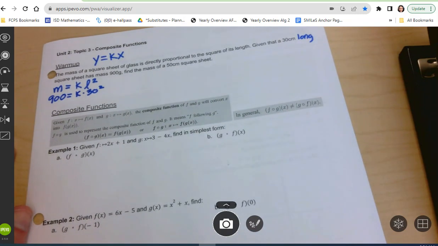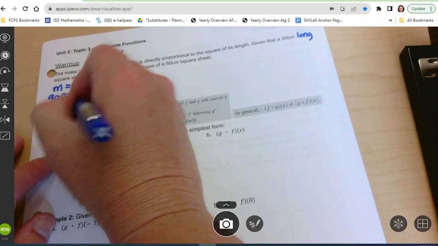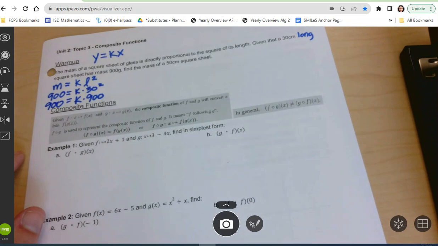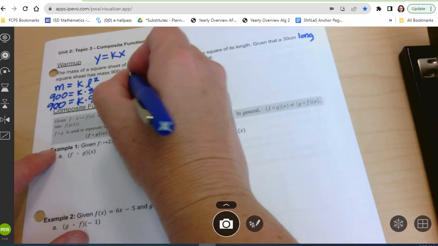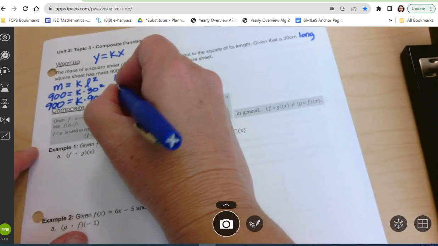So I get 900 equals 900K. So K equals what? 900 equals K times 900. Yeah, K just equals 1. Divide both sides by 900, and you get K equals 1. So that means the equation is just y equals 1x or y equals x.